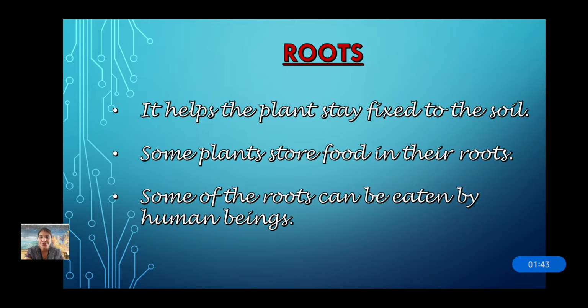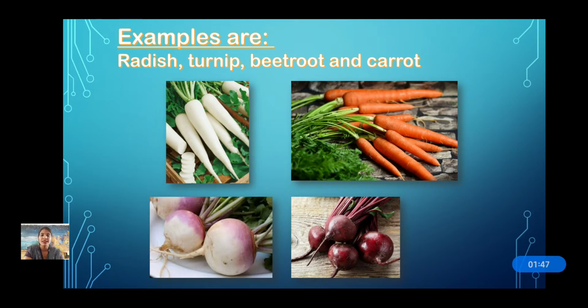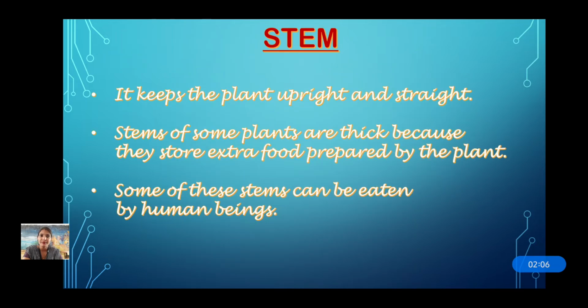So which of the roots do we eat as food? Yes, examples are radish, turnip, beetroot and carrot. You all use this in your food. Carrot, we all like to eat carrot. Radish is also very healthy. Turnip and beetroot.